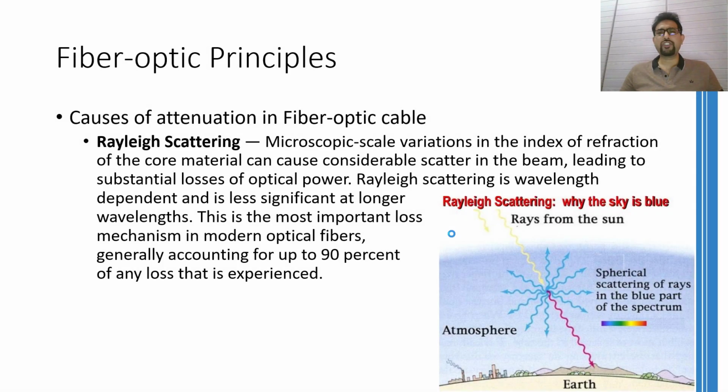Although total internal reflection is ensured during the construction of fiber optic cable, there are still certain other causes that cause the attenuation of the light which is traveling in the core. There are three major ways that I am going to discuss that cause this attenuation. The first one is called Rayleigh scattering.